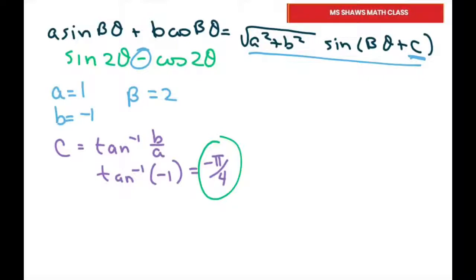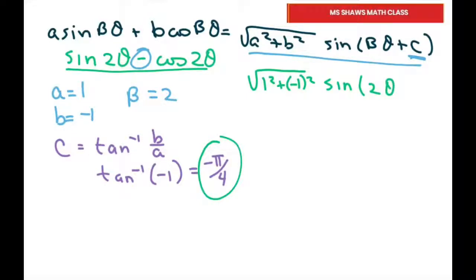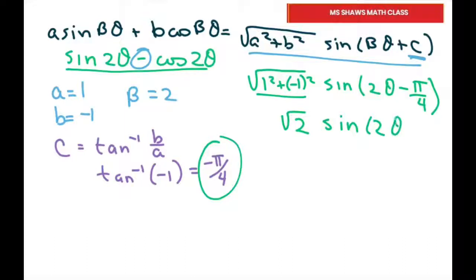Alright, so now we just fill everything in. So we have this equation, and we're going to take our square root of 1 squared plus negative 1 squared, sine of big B, which is 2, and plus C. So that's going to be plus and negative, so that's going to be minus pi divided by 4. And this is just square root of 2. So we have square root of 2 sine of 2 theta minus pi divided by 4. And that's your final answer.